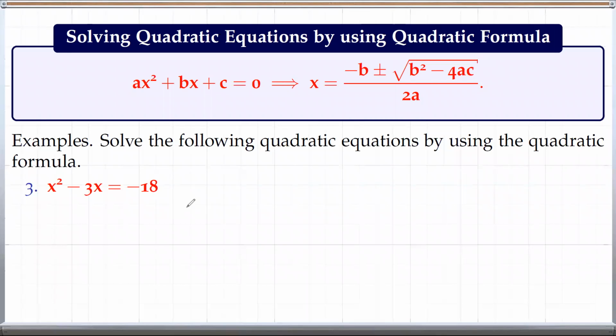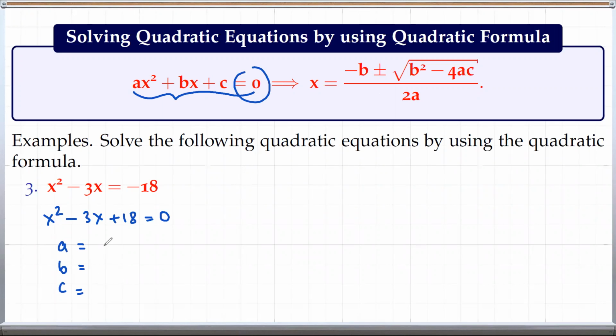Here we have x squared minus 3x equals negative 18. Now to apply this formula, the first step is to write the equation in this format, which means we must have 0 on the right side. So add 18 to both sides. We get x squared minus 3x plus 18 equals 0. Now we identify a, b, and c.